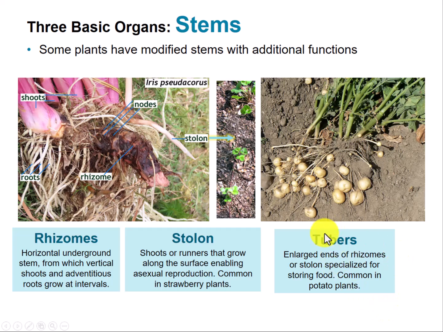And then last but not least are our tubers, which are enlarged ends of rhizomes or stolons, specialized for storing food, common in potato plants. So our potato plants, you've heard them called tubers, and that's why, because they are modified stems, and those modified stems are called tubers.